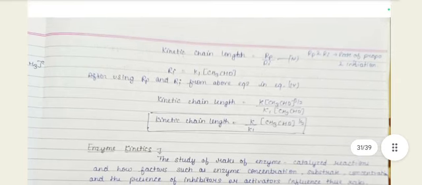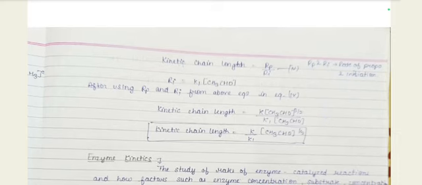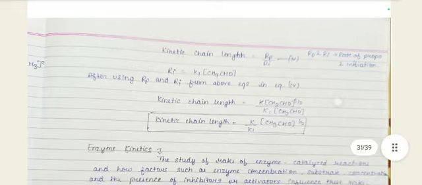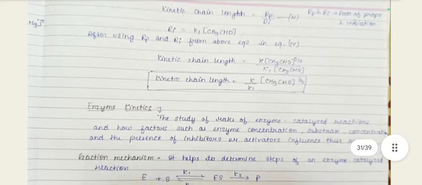Kinetic chain length is equal to Rp over Ri, the rate of propagation over the rate of initiation. Ri is equal to K1[CH3CHO]. After using Rp and Ri from the above equations in equation 4, kinetic chain length is equal to K[CH3CHO] raised to power 3/2 over K1[CH3CHO]. Kinetic chain length is equal to K/K1 times [CH3CHO] raised to power 1/2.